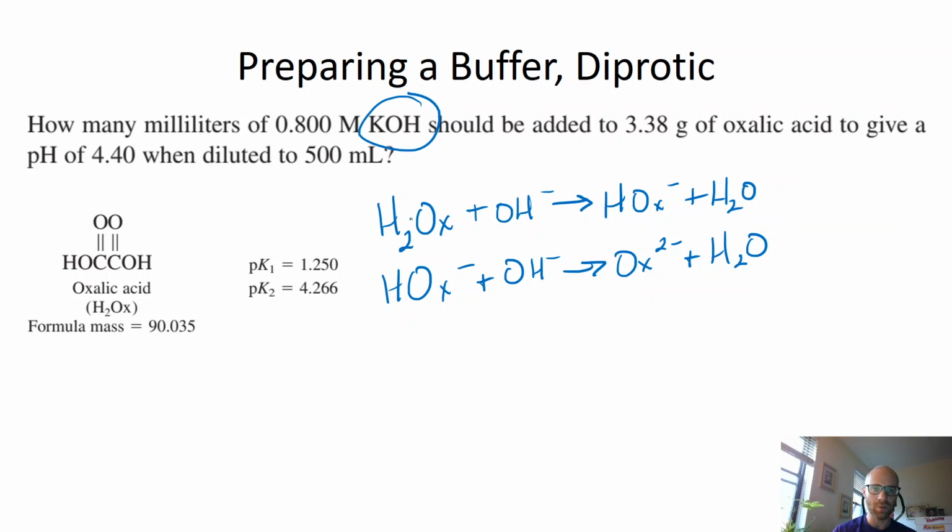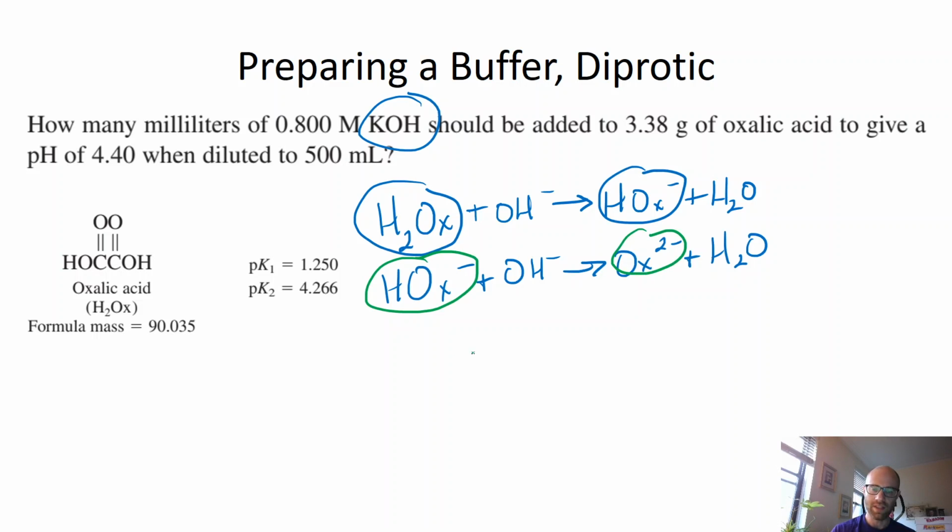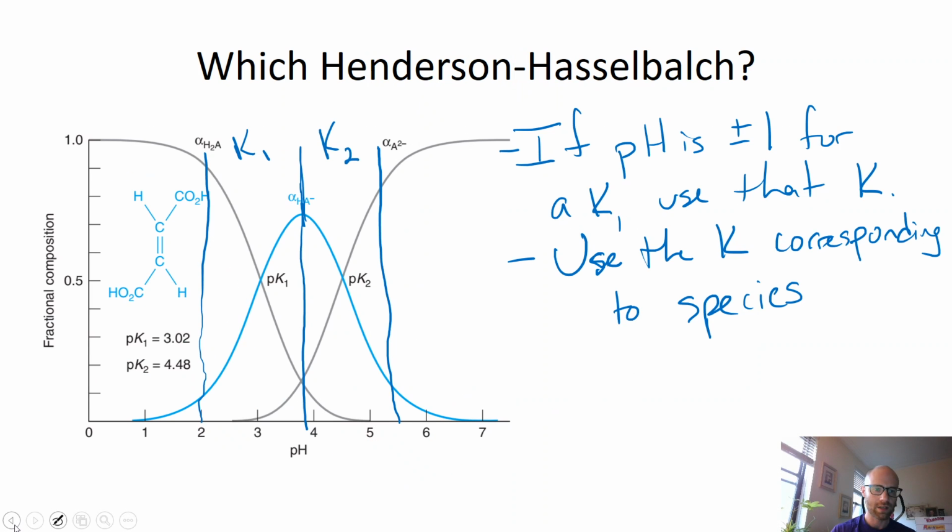Now the question is, do we want a buffer that contains these two species, or do we want a buffer that contains these two species? And this goes back to our graph again, where if we're looking at our buffers, this is something I forgot to mention. Yes, you might be worried about the third component, the one that we're not mentioning. See, this K1 equation only uses H2A and HA minus, and this one only uses HA minus and A2 minus, but it's always true that all three species are in solution.